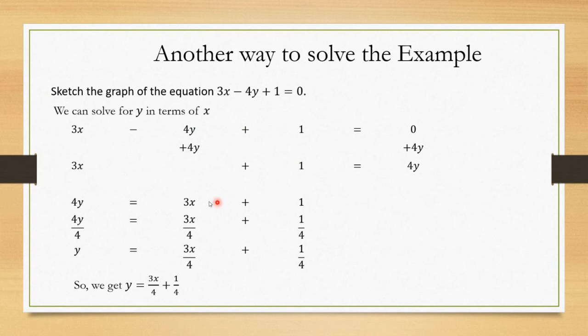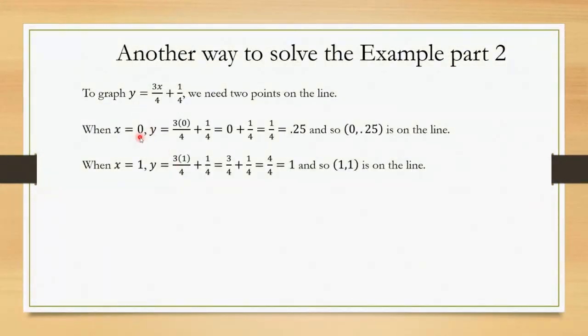But again, we want to get y all alone. So we divide both sides by 4, because then on the left we'll have y. The 4's will cancel, and we'll get y equals 3x over 4 plus 1 over 4. And so we have our equation as y equals something. Now, what you can do from here is get 2 different points by just using 2 different x values. For each x value, you get a corresponding y value.